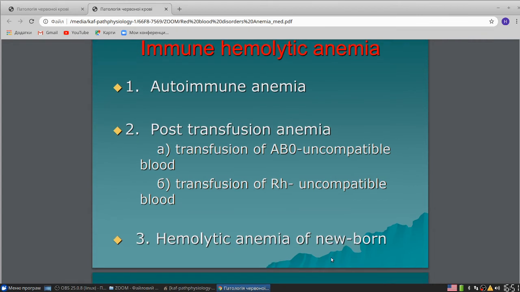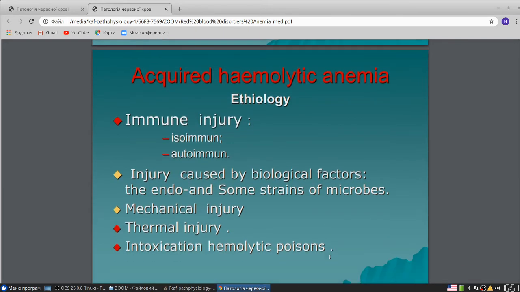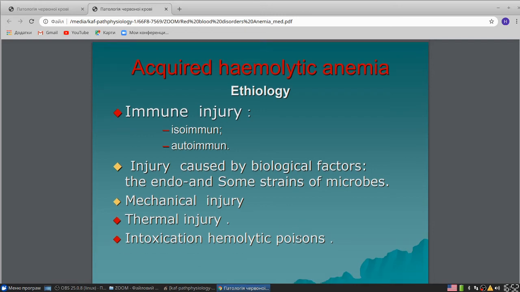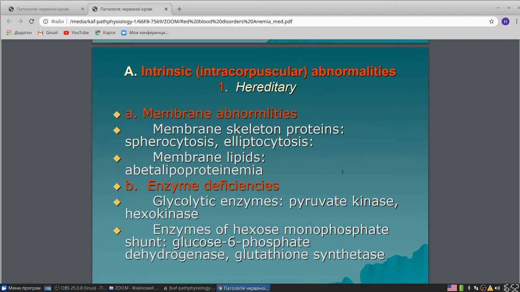Immune hemolytic anemia can be subdivided into autoimmune anemia, post-transfusion anemia, transfusion with ABO incompatible blood, transfusion of rhesus factor incompatible blood, and hemolytic anemia of newborn. Acquired hemolytic anemia, depending on etiology, is subdivided into immune injury, which includes isoimmune and autoimmune injury, caused by biological factors and some strains of microbes, mechanical injury, artificial valves and heart, thermal injury, and intoxication by hemolytic poisons. Intrinsic or intracorpuscular includes the hereditary type, which includes membranopathy, enzymopathy, and hemoglobinopathy.